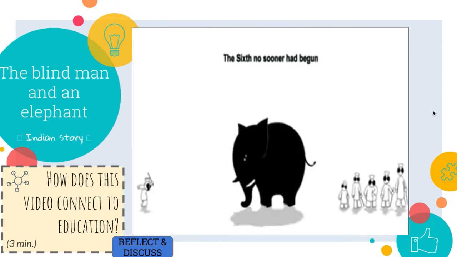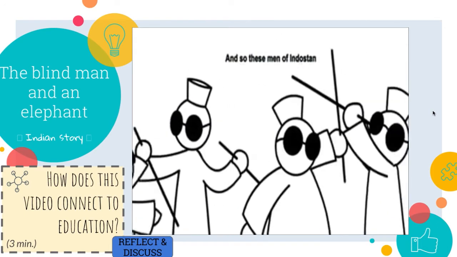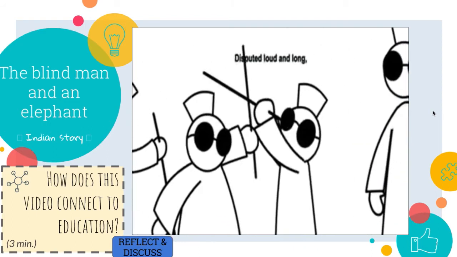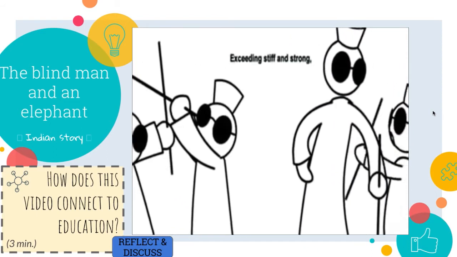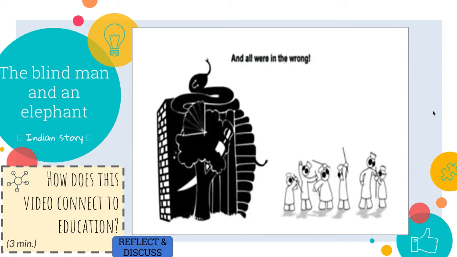The sixth no sooner had begun about the beast to grope, then seizing on the swinging tail that fell within his scope, "I see," quoth he, "the elephant is very like a rope." And so these men of Hindustan disputed loud and long, each in his own opinion exceeding stiff and strong, though each was partly in the right and all were in the wrong.